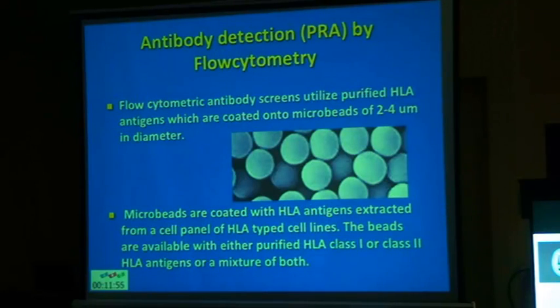Antibody detection, PRA, by flow cytometry. Flow cytometric antibody screens utilize purified HLA antigens, which are coated onto microbeads of 2 to 4 micrometers in diameter. The microbeads are coated with HLA antigens extracted from a cell panel of HLA-typed cell lines. The beads are available with either purified HLA class 1 or class 2 HLA antigens, or a mixture of both.